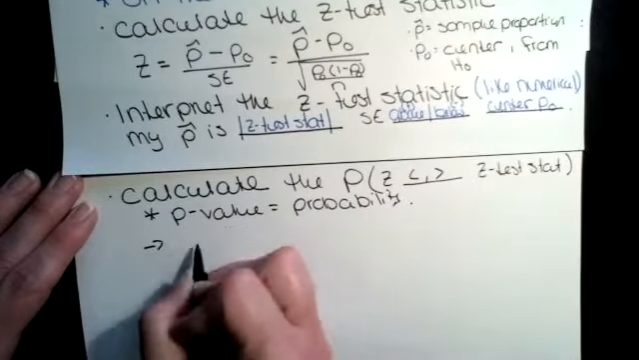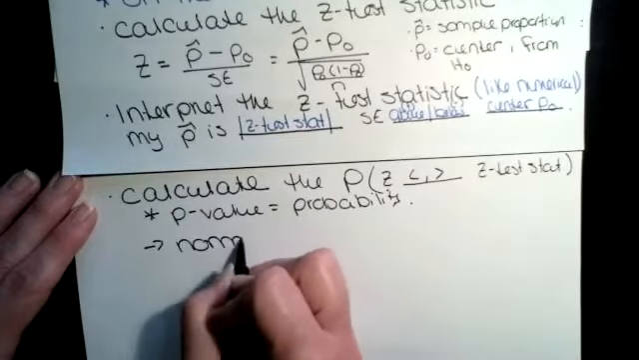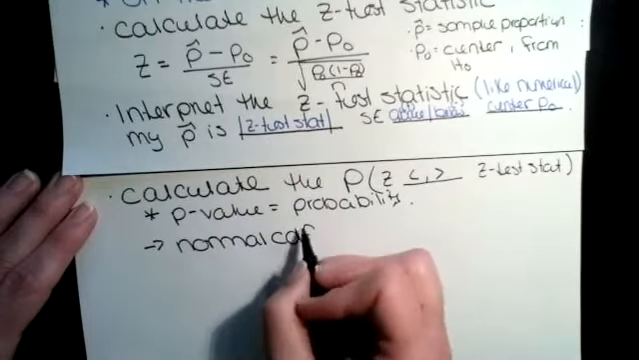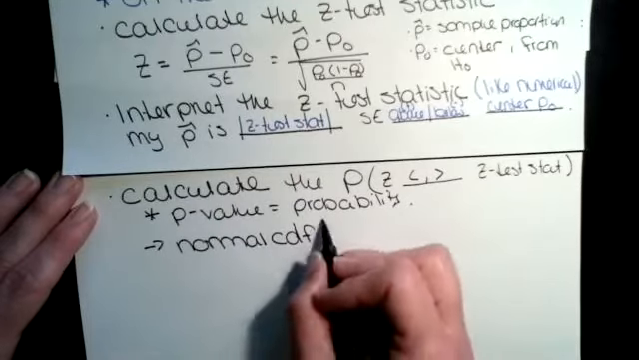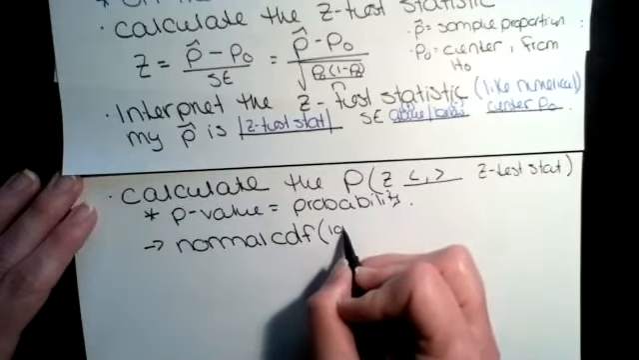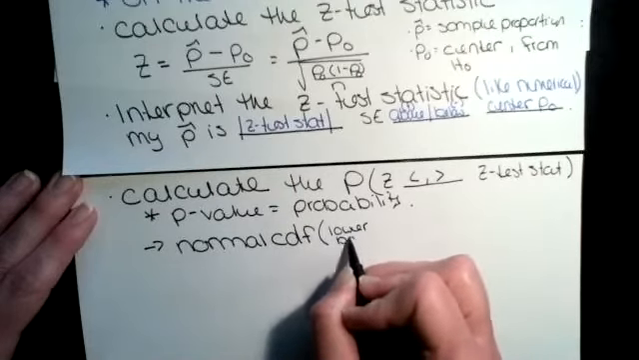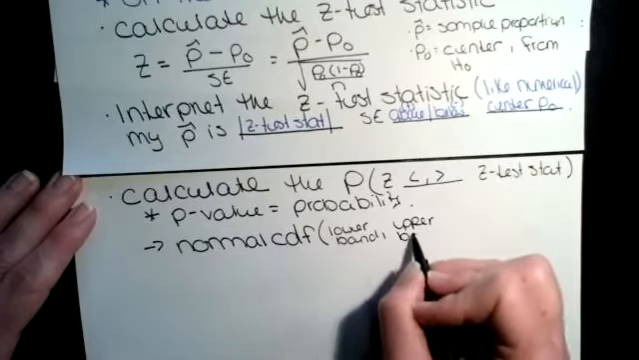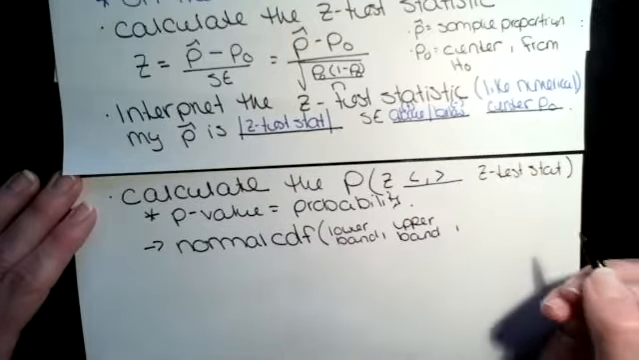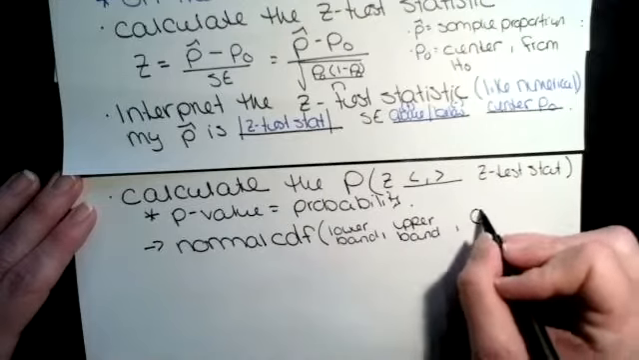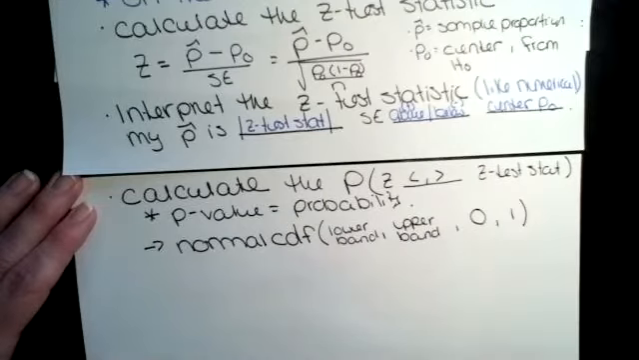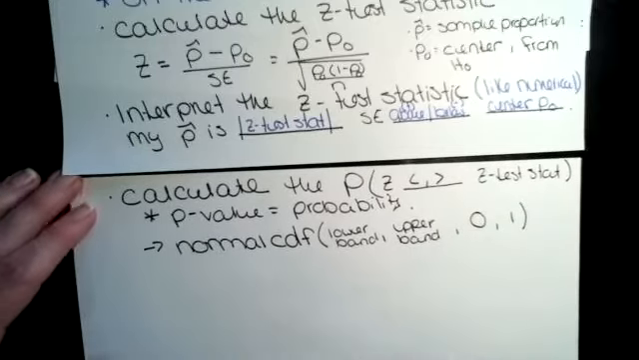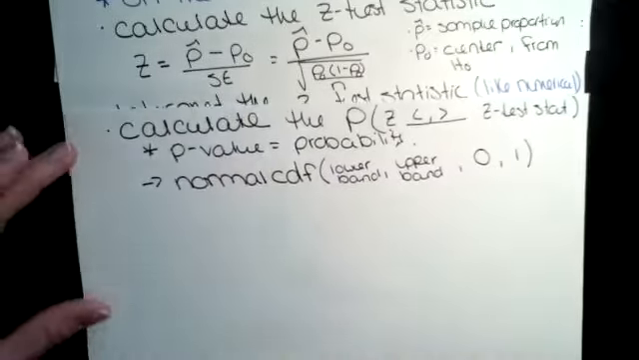Here we're going to use normal CDF. We have normal CDF. Of course, we're going to include our lower bound, upper bound, and then we're on the Z curve, 0 for center and 1 for spread. Okay. Then next we want to interpret that p-value.